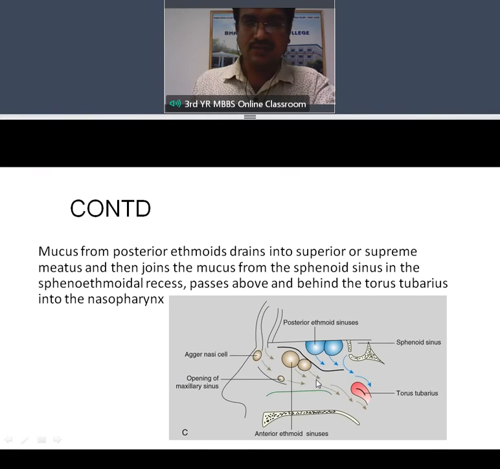So in this picture, the anterior ethmoids drain below the torus tubarius. This is the torus tubarius. From the anterior ethmoids, it will join the frontal and maxillary sinus secretions below the torus tubarius. From the posterior ethmoids, it will join the sphenoid sinus secretions above the torus tubarius and then reach the posterior pharyngeal wall.